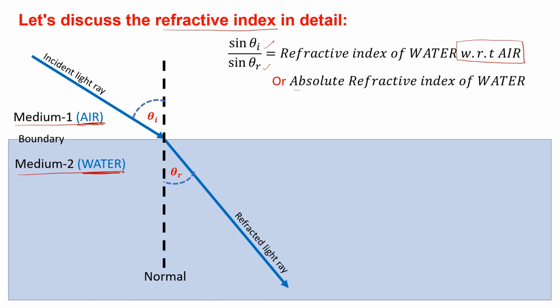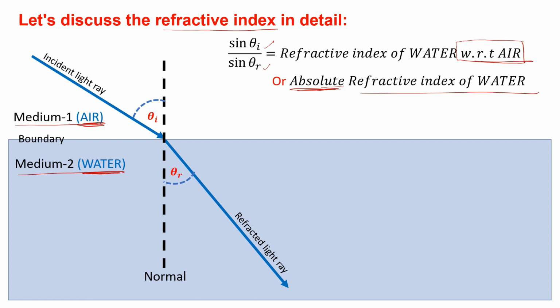Whenever we are using this absolute word, it means that we are comparing with the air or we are comparing with the vacuum. Generally we say that refractive index of water. So it's understood that we are comparing with the air, with respect to air. It means it is absolute refractive index.